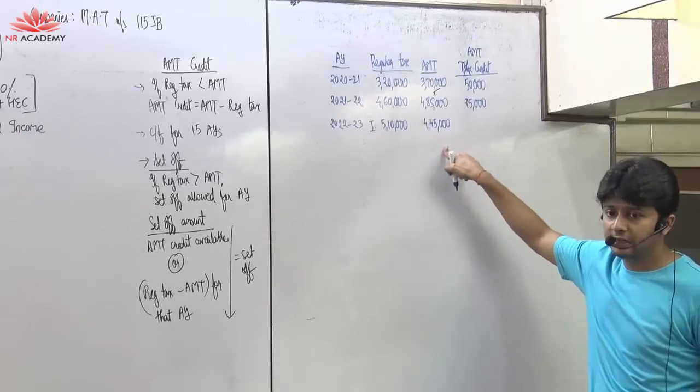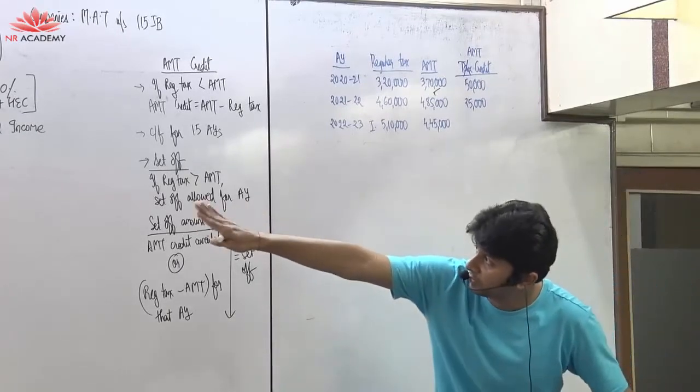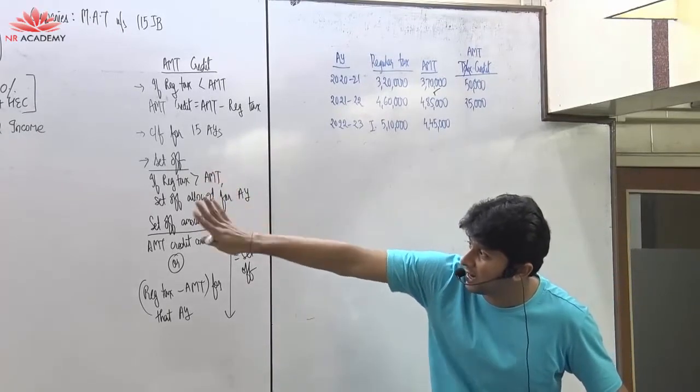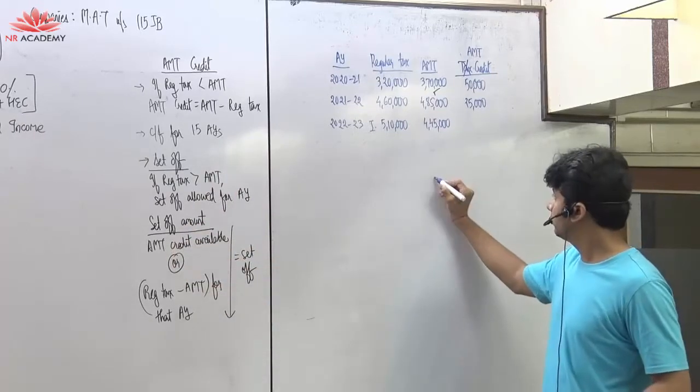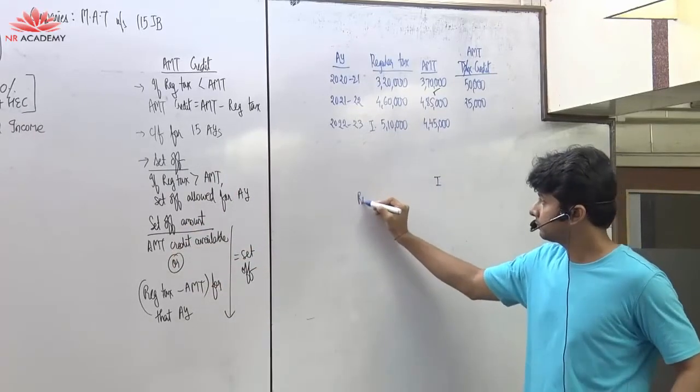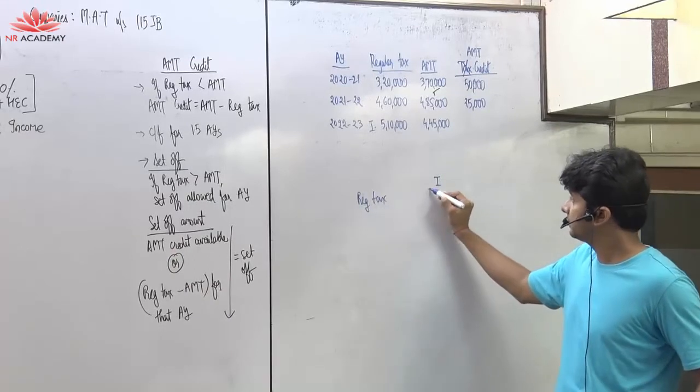Is regular less than AMT? No. Then as per the main provision, regular is not less than AMT. I don't have to pay AMT. I have to pay the regular tax. So case 1, my regular tax is 5,10,000.